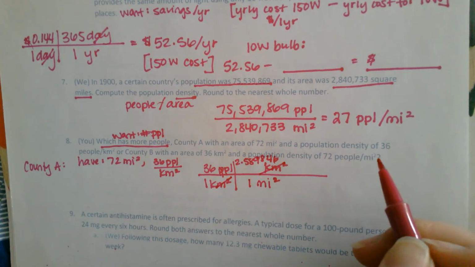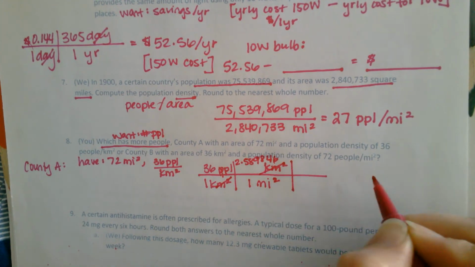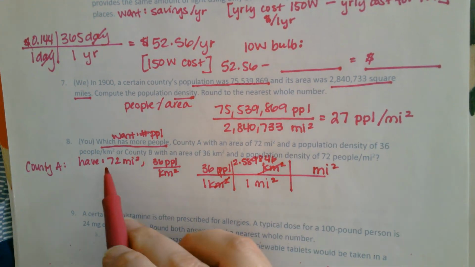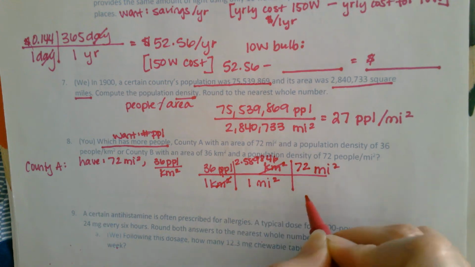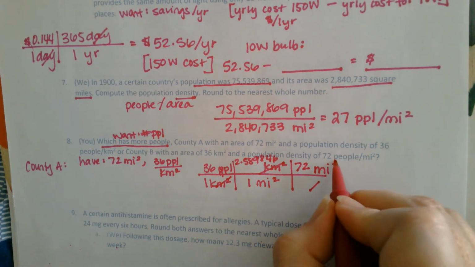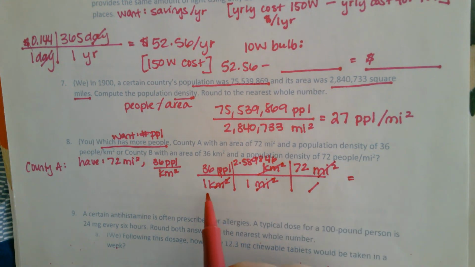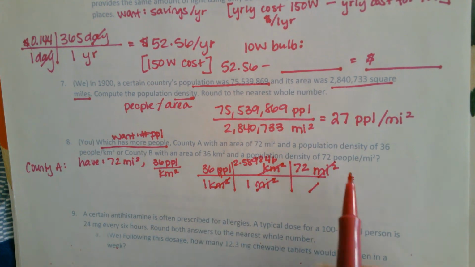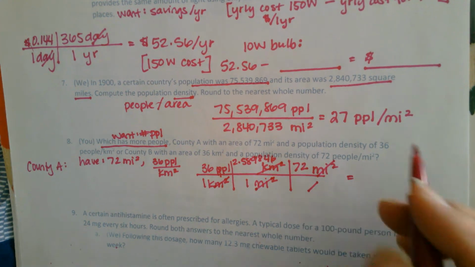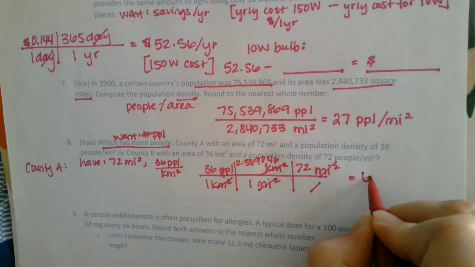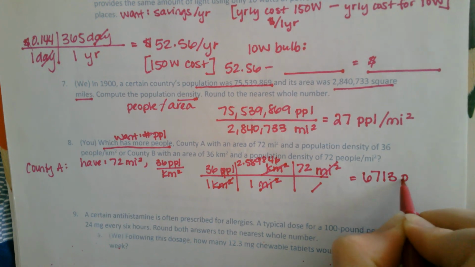So square kilometers cancel. And now I need to cancel out the square miles because I only want people in my answer. And I have 72 square miles and nothing else describing that. So miles cancel, kilometers are canceled. So then just the denominator is 1, so I multiply everything across the top. And if I round to the nearest whole number, so the whole person, I have 6,713 people.